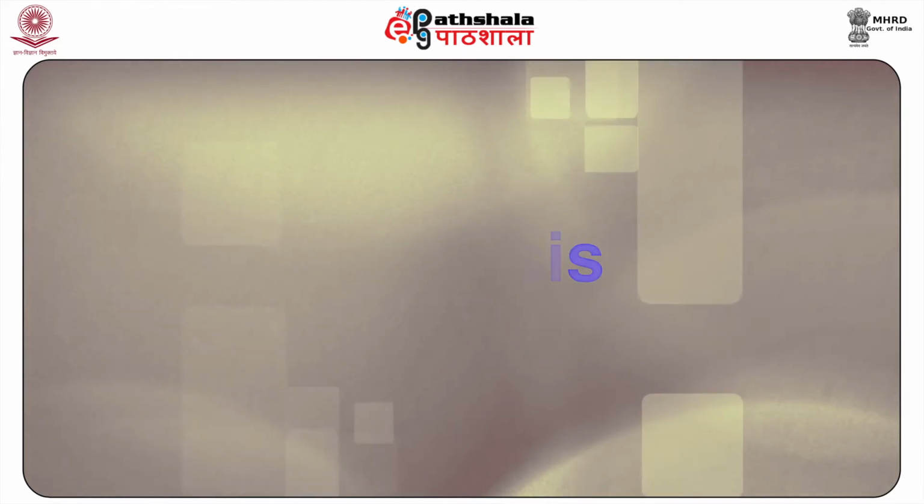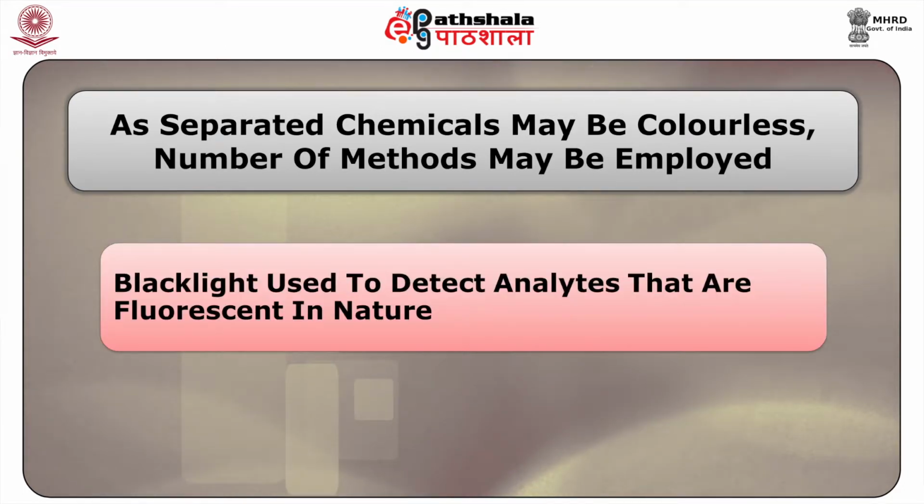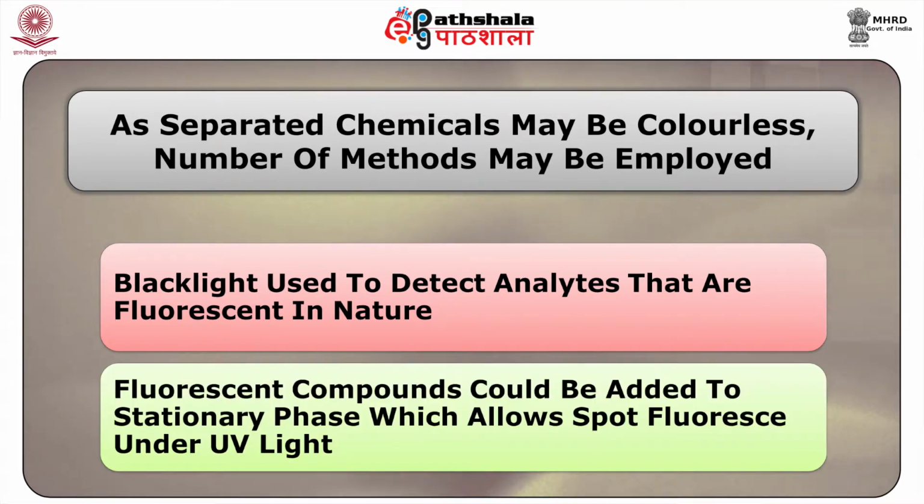Now, the analysis. As the separated chemicals may be colorless, a number of methods may be employed to visualize the spots. Black light or wavelength 366 nanometers could be used to detect analytes that are fluorescent in nature, like quinine. Fluorescent compounds like manganese activated zinc silicate could be added to the stationary phase at the time of plate preparation, which allows spot fluorescence under ultraviolet C light of wavelength 254 nanometers. The plate thus will fluoresce under UV light, but analyte spots will interrupt this fluorescence.